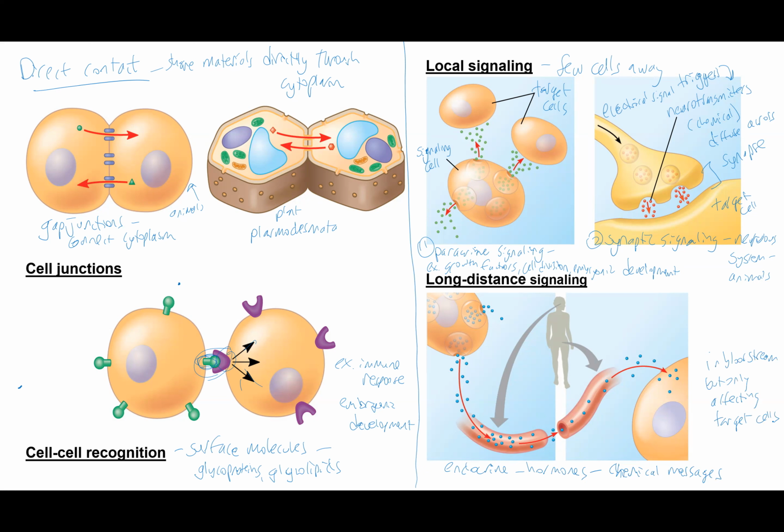Because only those target cells are going to have the right receptors for that hormone to be able to bind, so that it can have its effect. You don't want to send a message to the wrong kind of cell. You want to make sure the message is going to the right kind of cell, so the message has to bind to the right kind of receptor.